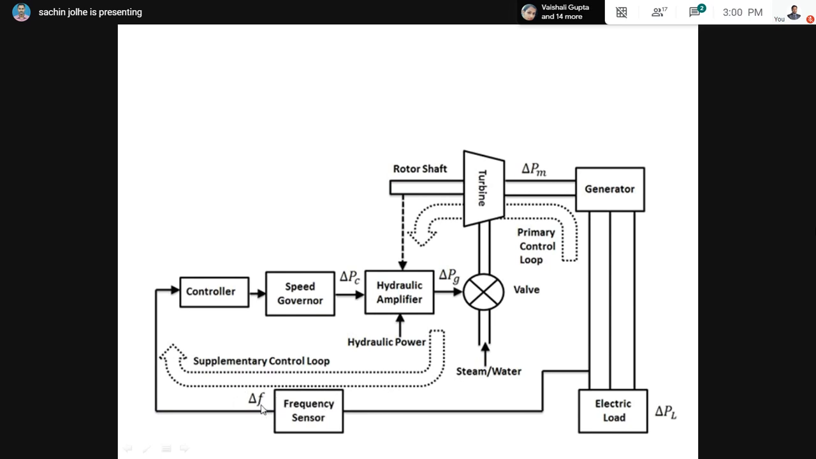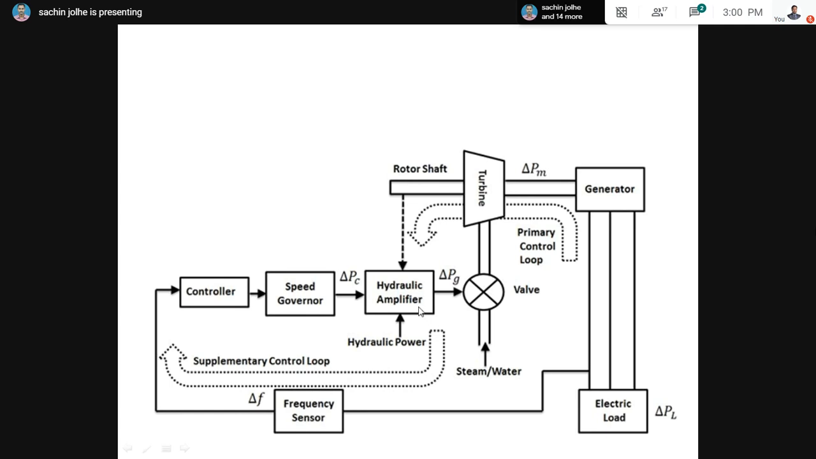that deviation, delta f, will be there, and it goes to the controller. That controller puts some signal to the speed governor. Whether the change is positive or negative, whether we want to slow down the turbine or increase the speed of the turbine, that is calculated here. And whatever the difference is, it is given to the hydraulic amplifier.